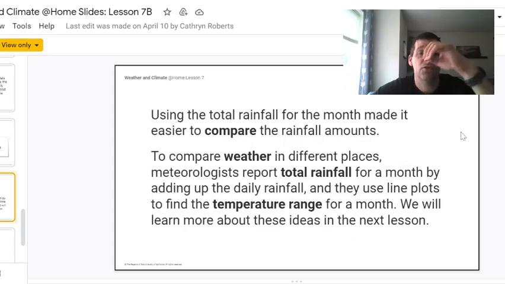And using that total rainfall for the month made it easier to compare. To compare weather in different places, meteorologists report total rainfall for a month by adding up the daily rainfall, and they use line plots for a temperature range for the month. And we're going to learn more about these in the next lesson.